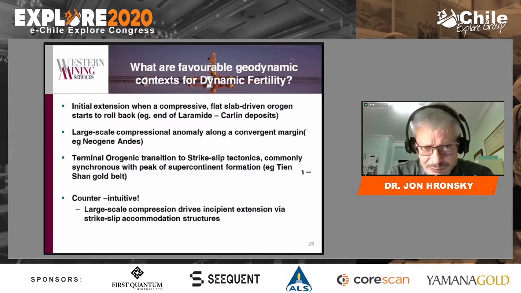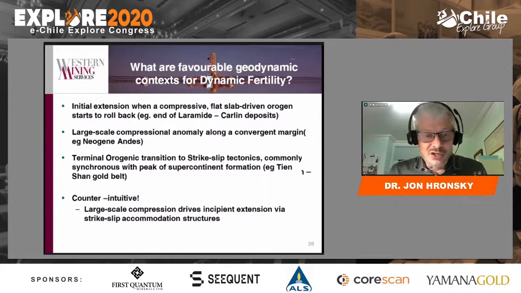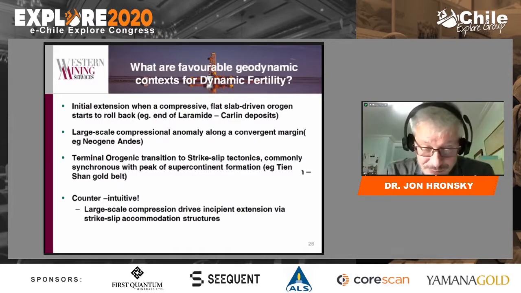Another context, which is mechanically similar, is right at the end of supercontinent formation, right at the end of an orogen. What we typically see is significant development of strike-slip tectonics, the terminal orogenic transition to strike-slip tectonics. Why is this? Well, we've crunched things together. You can't keep shoving them together anymore. So things start to go strike-slip, reactivate old strike-slip faults, and potentially tap the FUME source. And as I'll show you later, this is the basic reason why we see a peak of orogenic gold mineralization at the peak of supercontinent formation.